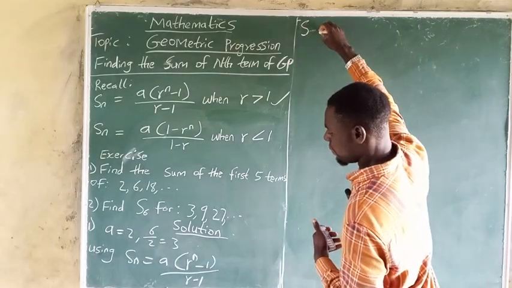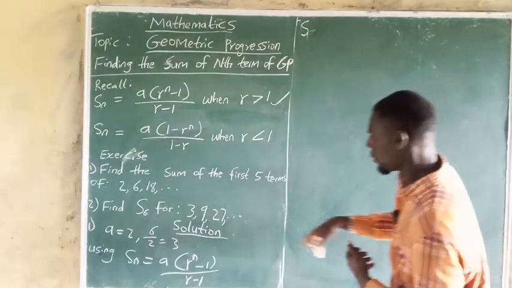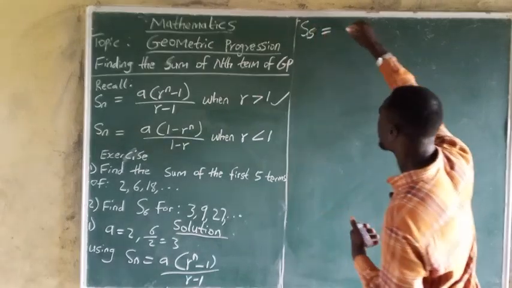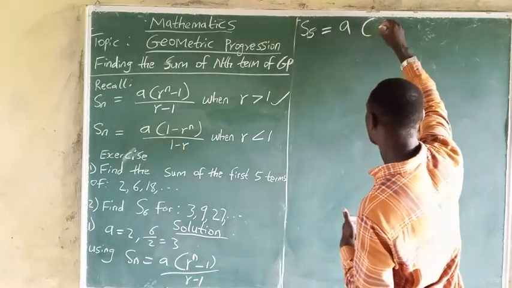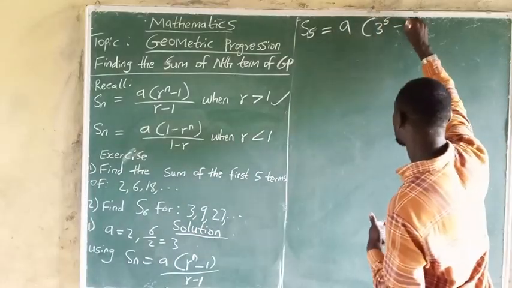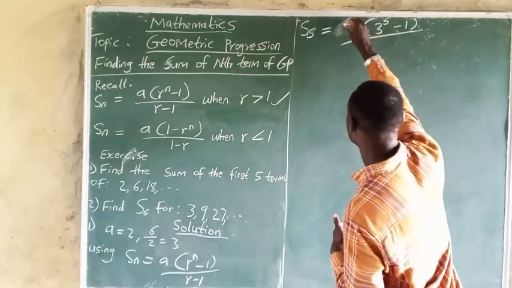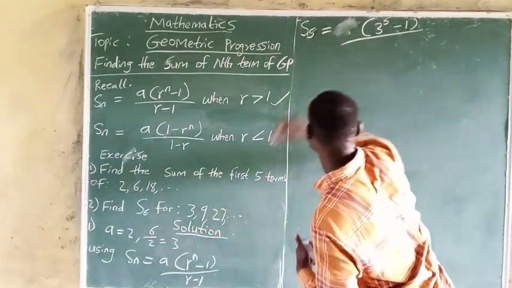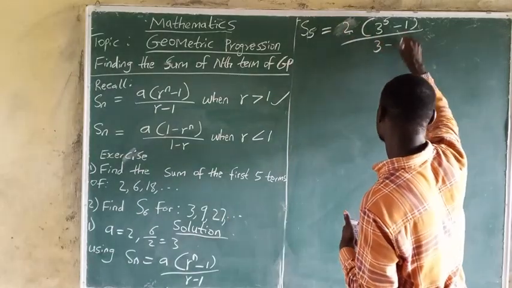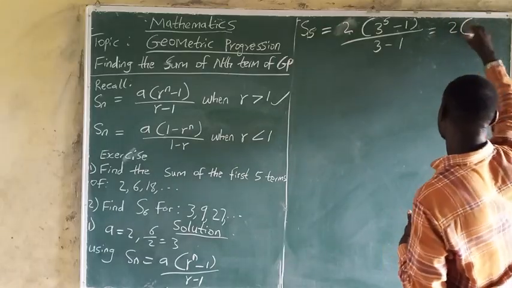Remember, they want us to look for what? The fifth term. So S of 5 is equal to A, bracket open, R which is 3, raised to the power of 5, minus 1, all divided by R minus 1. Our A is what? Our A is 2, right? Our A is 2. 2 divided by 3 minus 1, which is equal to 2, bracket open.